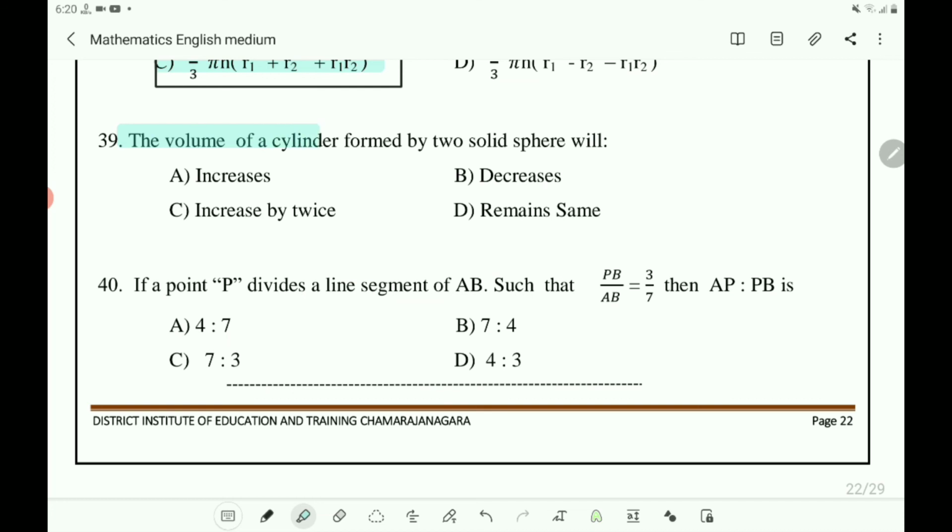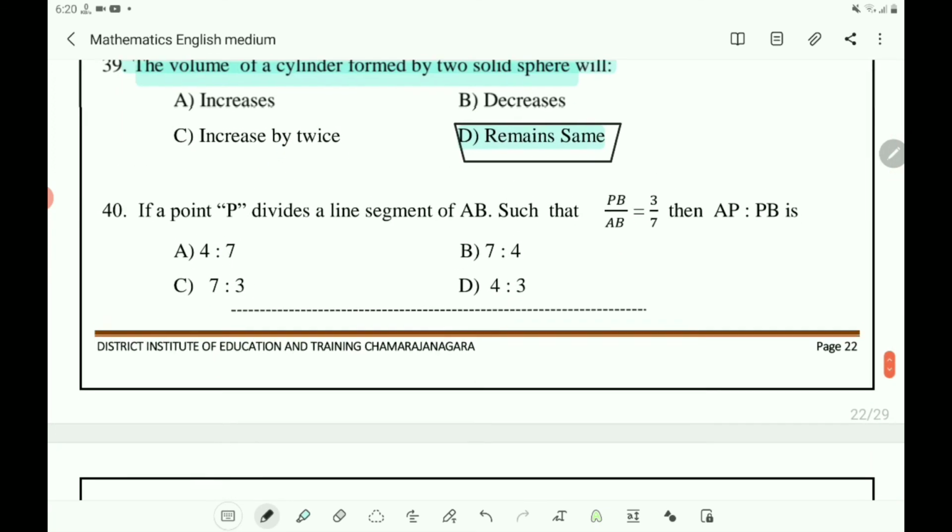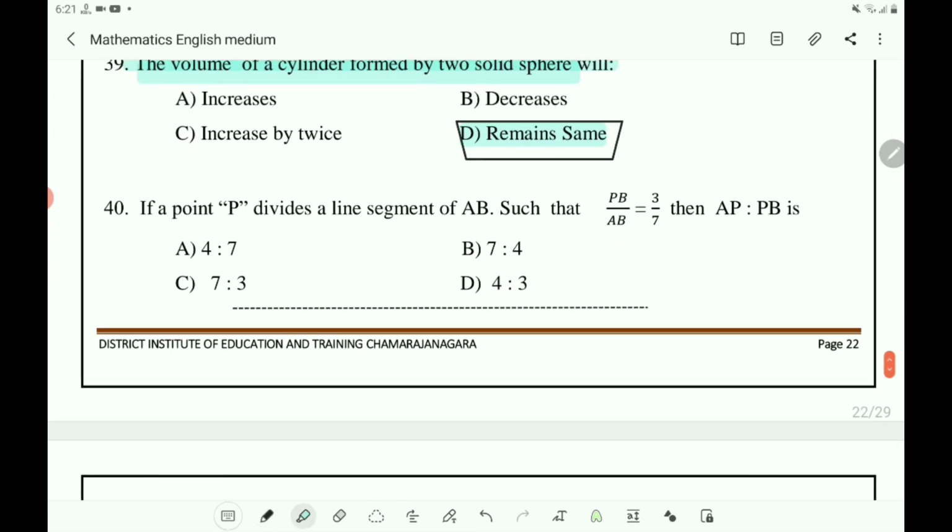The volume of the cylinder formed by two solid sphere is. Volume of a cylinder formed by two solid sphere. Here increases, decreases, increase by twice, remains same. Here volume will not change. Volume remains same. So note down the answer here. Option D. Then you take the last question, question number 40.